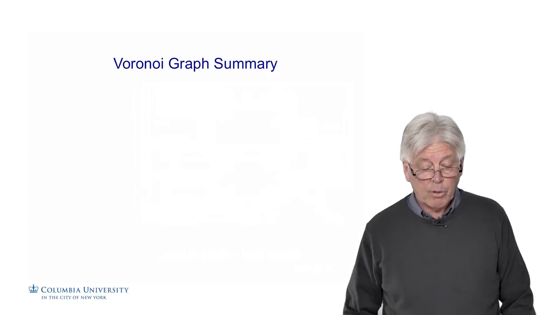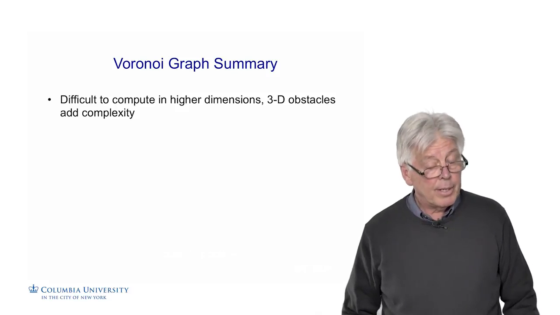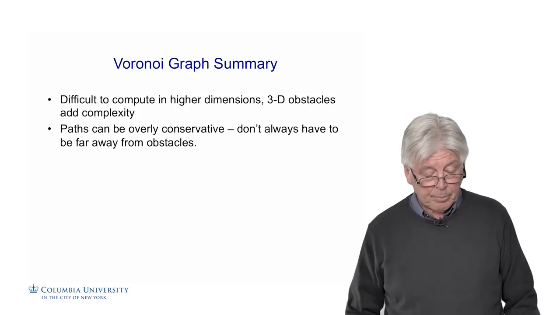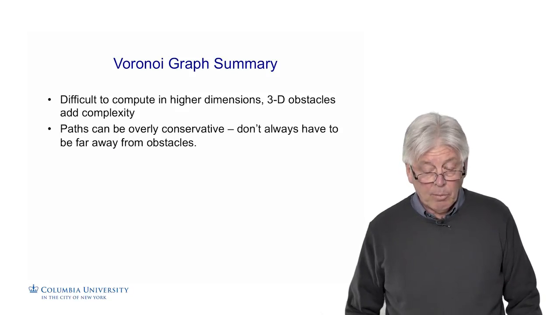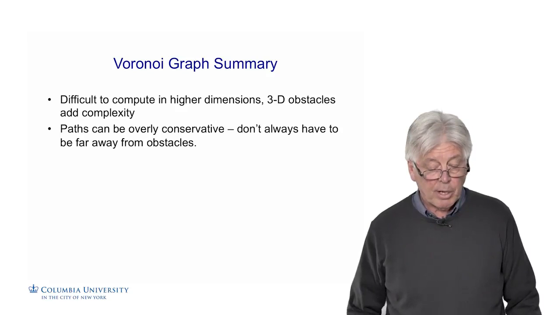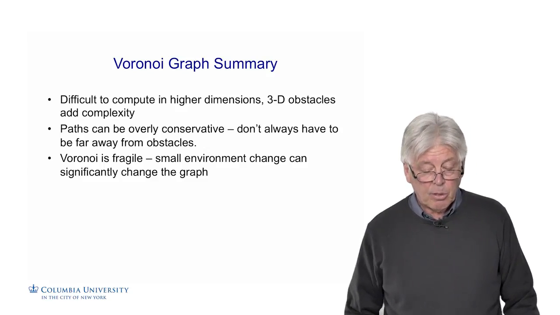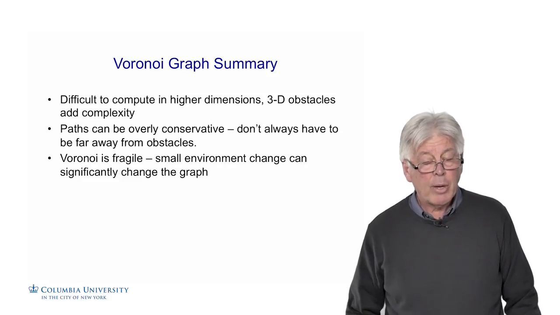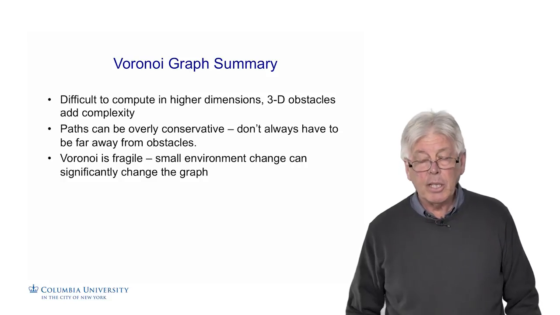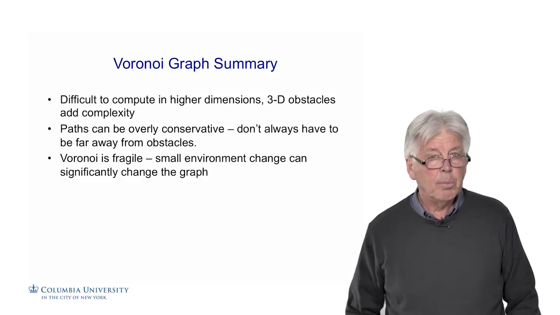So let's summarize Voronoi graphs. They're difficult to compute in higher dimensions, and 3D obstacles add complexity, so they have a problem with scaling up. The paths can be overly conservative. We don't always have to be far away from obstacles, but these try to be as far away as they can. It's fragile also. If you take a small environmental change, like you added a few new sites and a few obstacles, you can significantly change the graph. So dynamic changes are difficult to put into this graph.